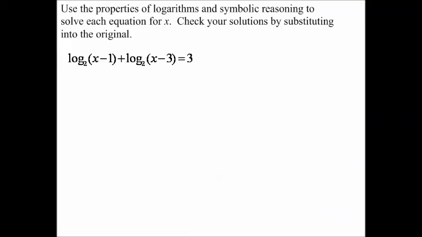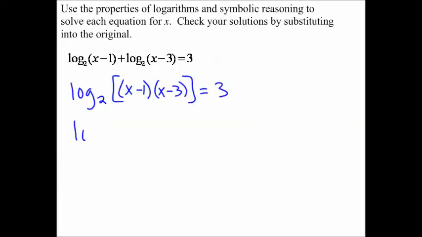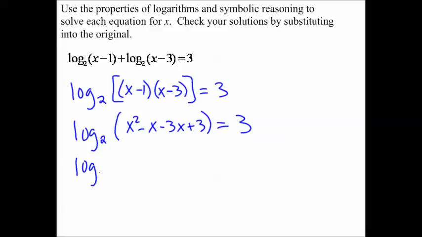All right, let's try another one. If you've got this idea, go ahead and pause the video and see that you can do it on your own. All right, addition means I'm going to multiply. Make sure you FOIL. So I have x squared minus x minus 3x plus 3 equals 3. Combine my like terms.